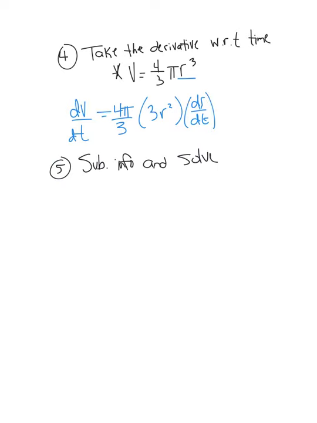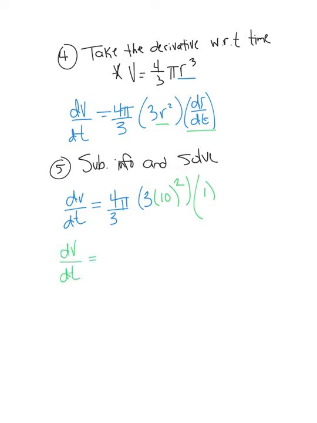Our last step is to sub in that information and solve. So dV by dt is what we're looking for and what we've always been looking for. I'm going to keep my 4/3 pi, 3. I can sub in my r. My r, remember, was given to me as 10. And my dr by dt was also given to me, and it was 1. So when I go through and I multiply all of this together, I'm going to be getting 1,256.64. And don't forget your units, especially with related rates. They're very important, centimeters cubed per second.